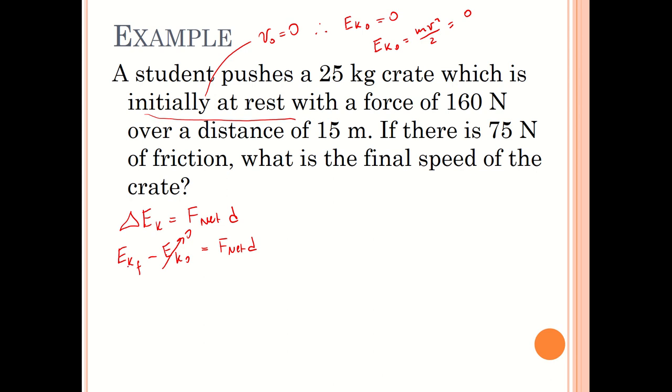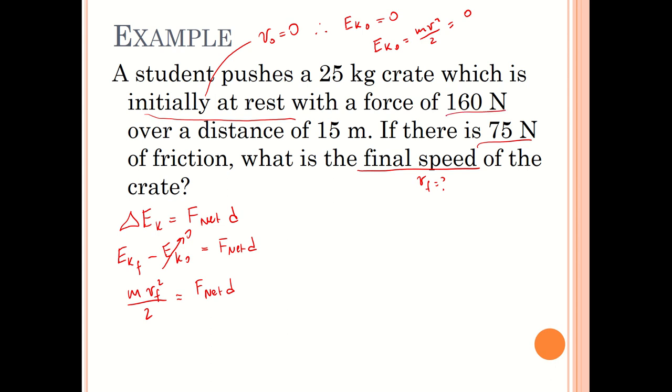So which means that we're going to replace this EK final with the mv final squared over 2 equal to our F net times the distance. And from here we can then solve for the final speed because we're looking for the VF here. So we know the mass, 25 kilograms, and we know that the net force is 75. The net force we need to actually find.